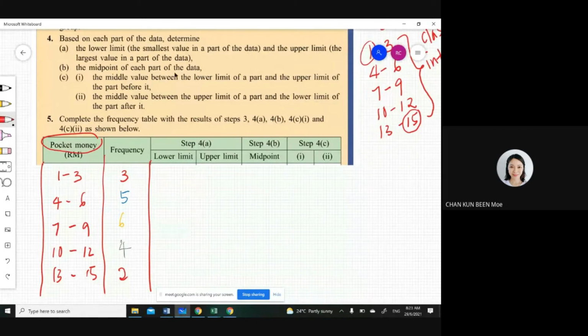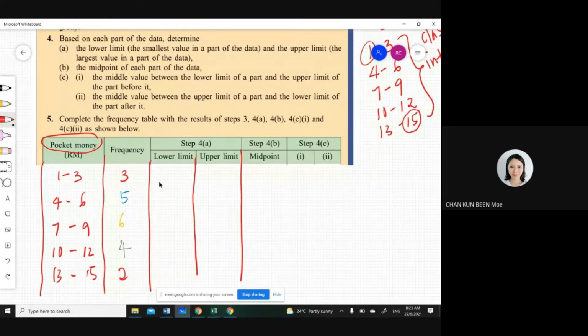Step 4 over here, with the very long description, I think you might be confused about it, but I'm not going to explain this part. So I'm just going to jump straight into how to get the upper limit and the lower limit. It is very simple. For the lower limit and upper limit, you just need to refer to the range of the class. The lower limit is the lowest value in the range given, and the upper limit is the largest value in the range given.